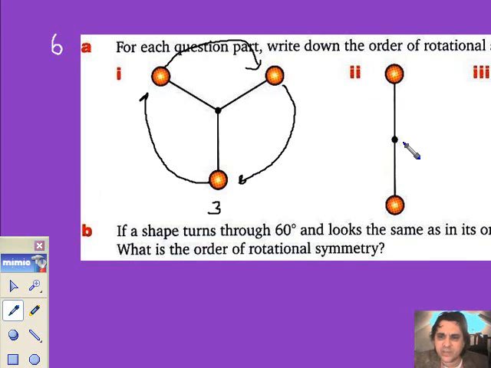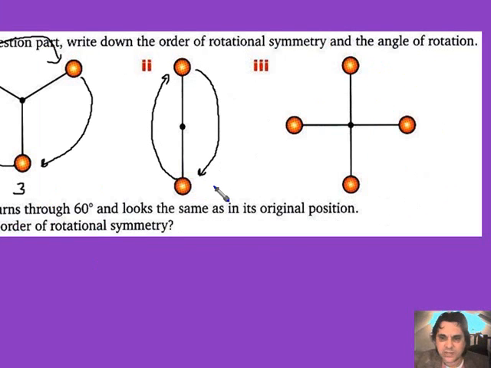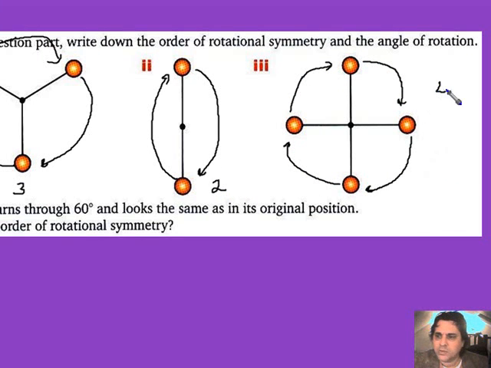This one here, very easy. Look, they've got the centre point, the centre of rotation. That will go there, and then we go back home again. As you can see, it will sit on itself twice. Order of rotational symmetry 2. This one, I hope you're getting the idea. That goes there once, 2, 3, and back home 4. Order of rotational symmetry 4.